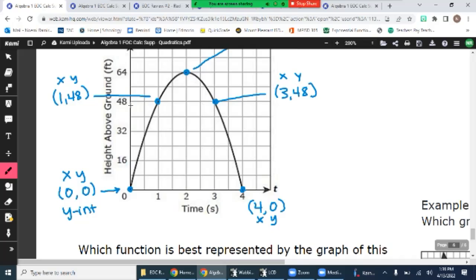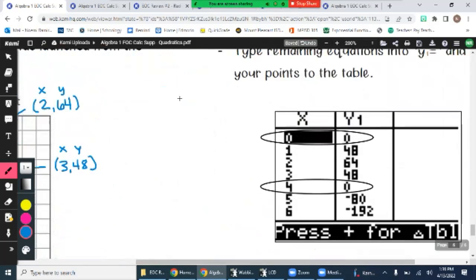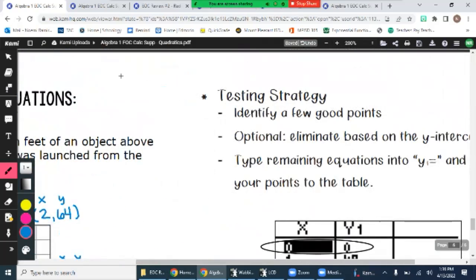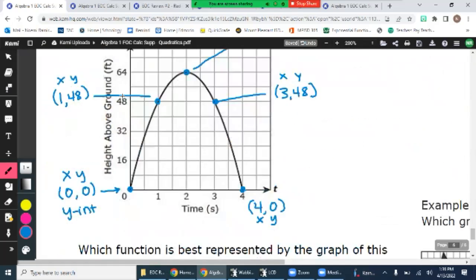Okay. So optional, once again, it's not going to make you miss the problem, but optional. You can eliminate a couple of answer choices, which would save you some time on typing. You can eliminate some answer choices based on what the y-intercept is.